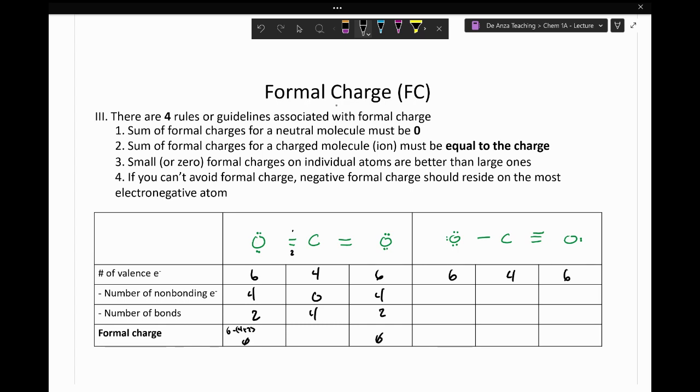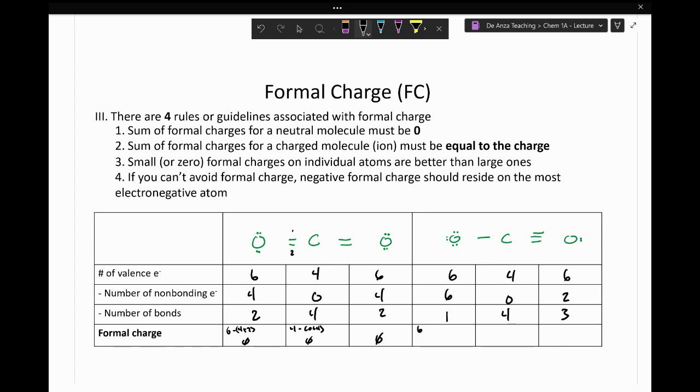It's the same for this one. And we have 4 minus 0 plus 4. So that's also 0. Then we go to our structure on the right. We have 6 electrons in lone pairs. Carbon has 0. This oxygen has 2. This oxygen is forming 1 bond. Carbon is forming 4 bonds. This oxygen is forming 3 bonds.